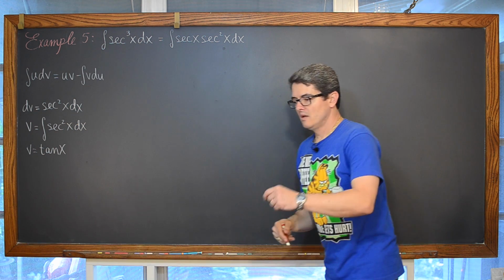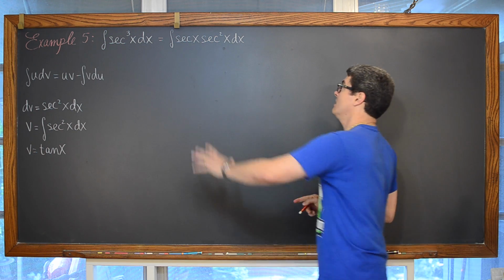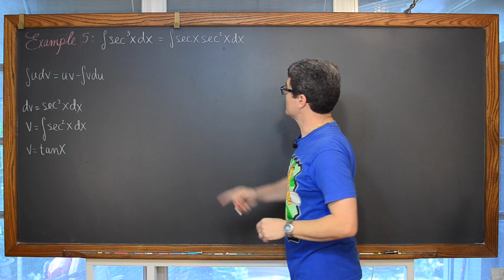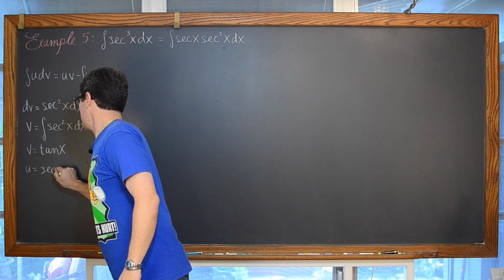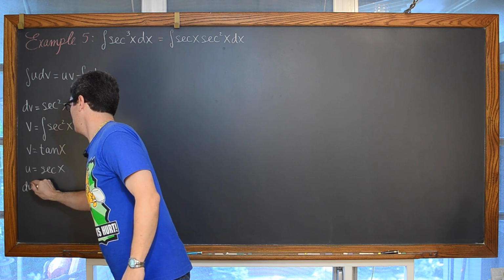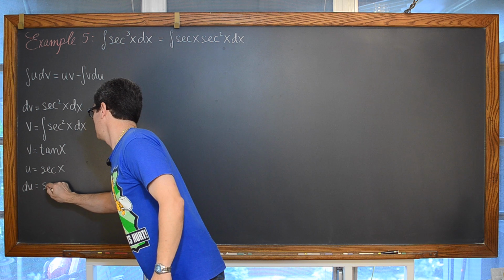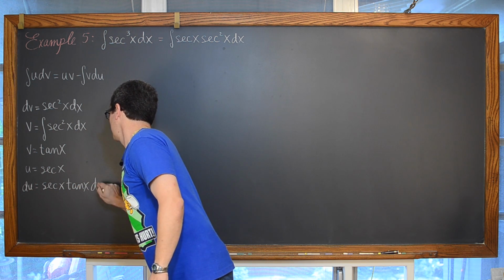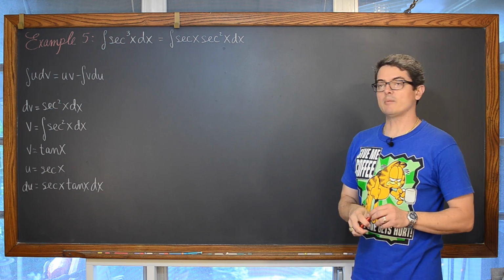Okay, now we've got our v, we have our dv. We need to know what u is, and the u is just whatever factor we haven't used yet in our integrand, which is going to be secant. So u is equal to the secant of x, and du is going to be the derivative of secant, as secant tangent of x dx. And so now we're just going to plug all this into our integration by parts formula.